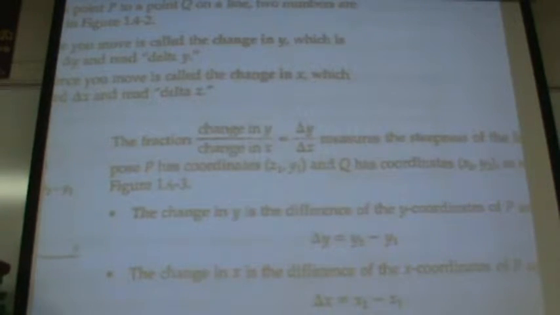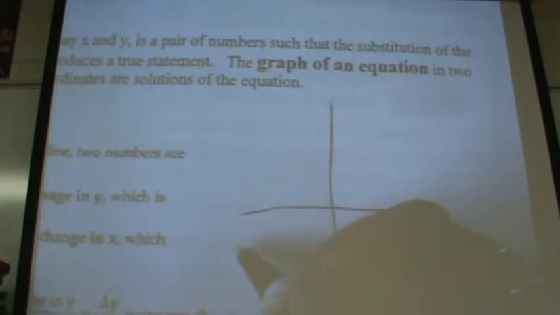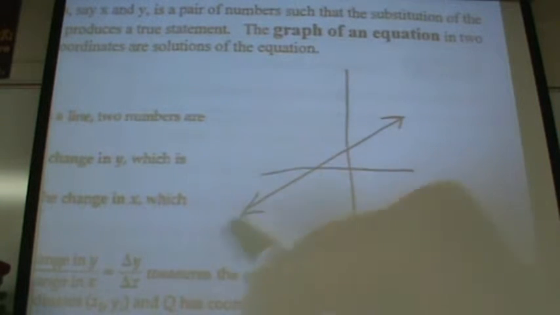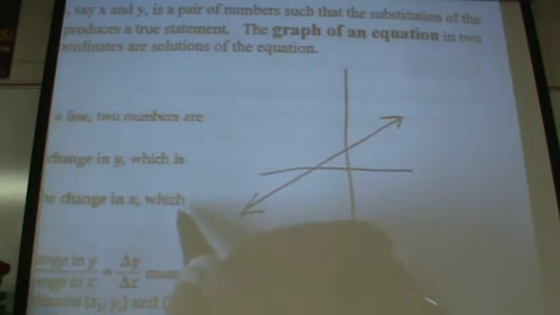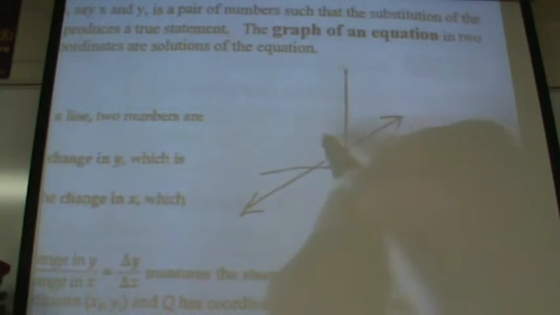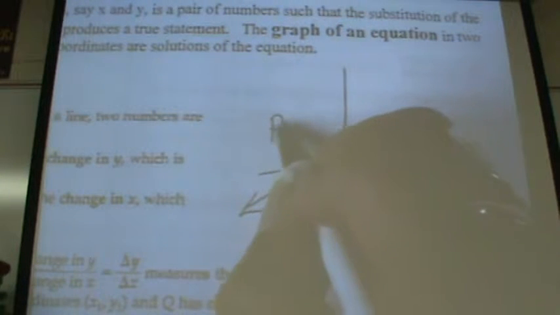Some lines have a positive slope and some lines have a negative slope. We always read a graph from left to right. So, here's the left side. Here's your line. If you read a graph left to right, if your graph is rising as you go to the right, this has a positive slope.